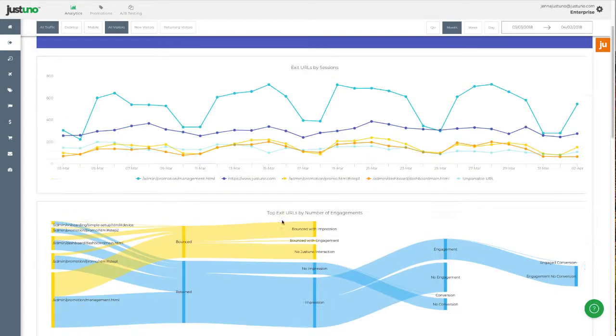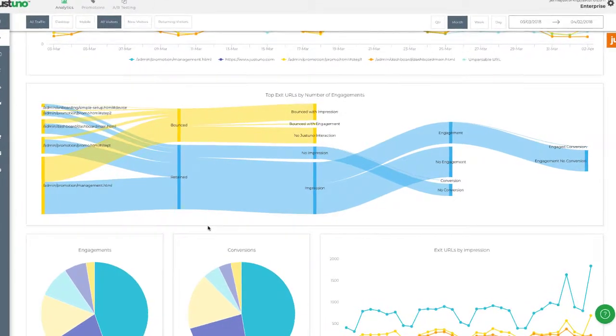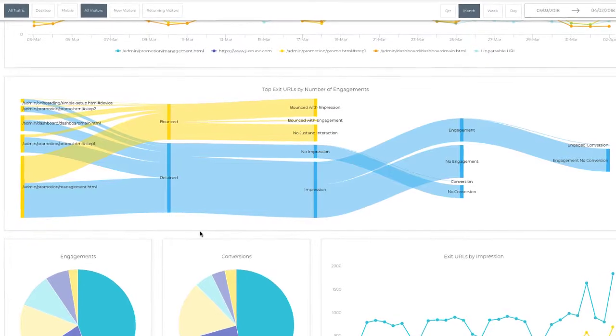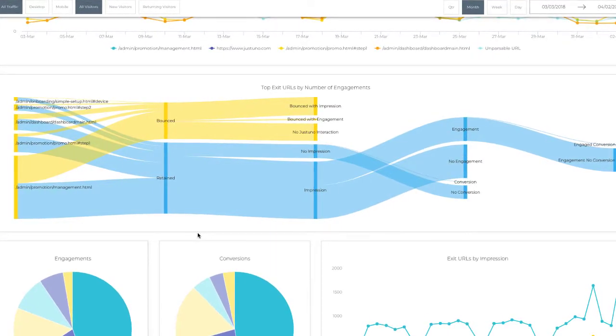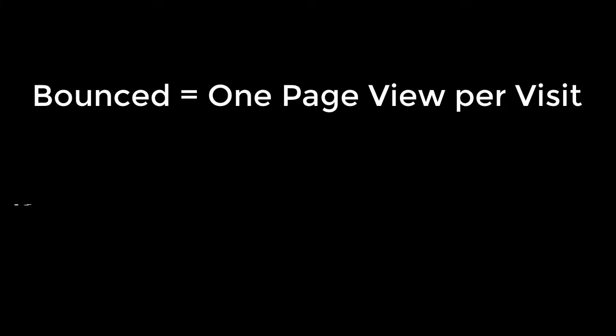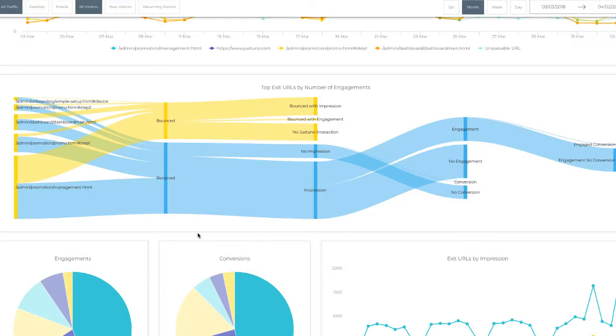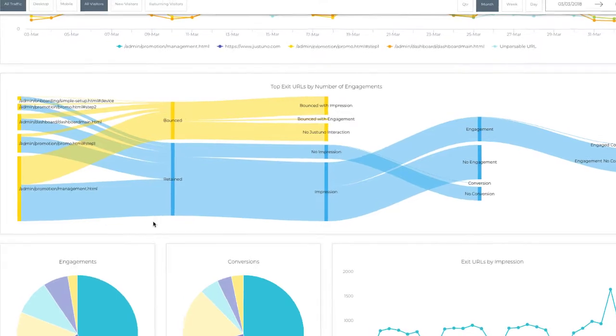Next is the exit URL flowchart. On the left are the top 5 exit URLs. To understand what this information portrays, first let's go over what bounced and retained means. Bounced visitors are those that exited from the pages listed and only viewed one page that visit. Retained visitors are those that exited from those pages listed, but only after visiting more than one page during their session. The yellow flow tracks customers that bounced in a session.